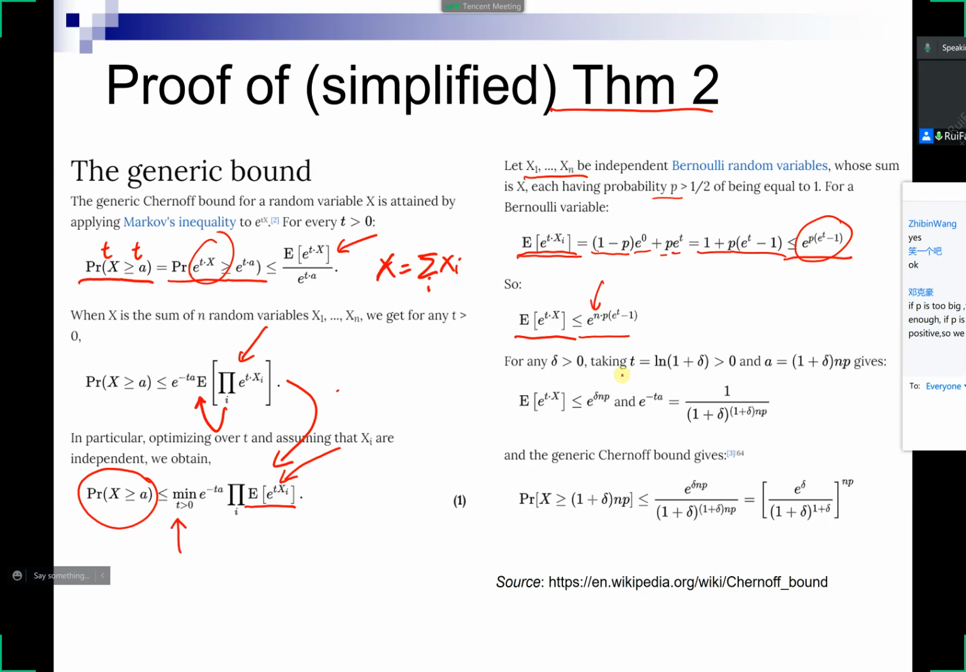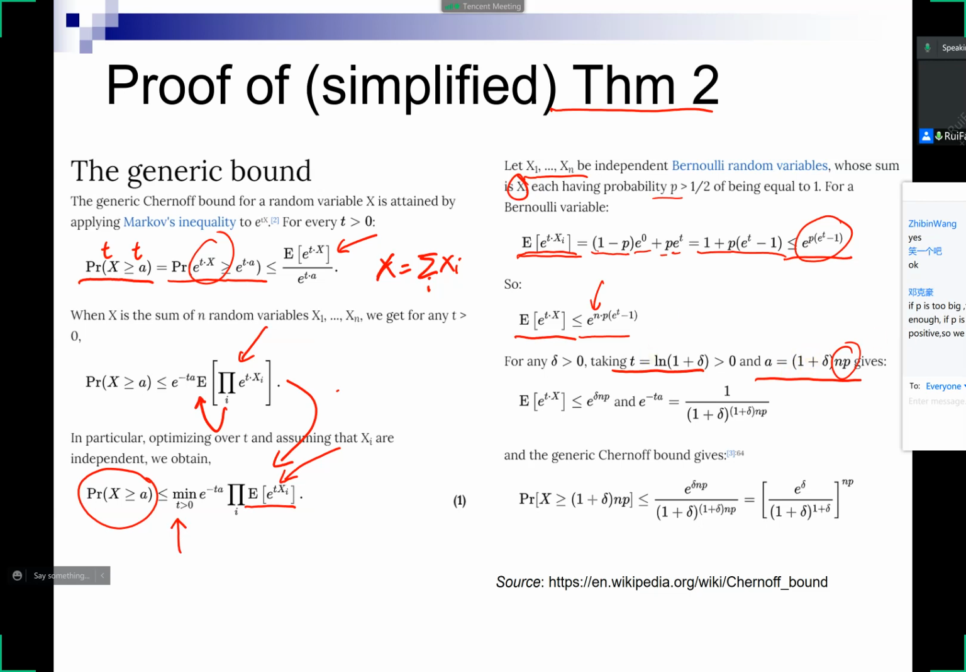Now we can choose a t to minimize the right-hand side. Suppose you choose t to be log of 1 plus delta. And you also get to pick what a is. Here this is your expected value, because each variable has a p probability of being 1, and you have n of these variables, where x is the sum of n of these variables. So n times p is your expected value, and a is going to be 1 plus delta times your expected value.